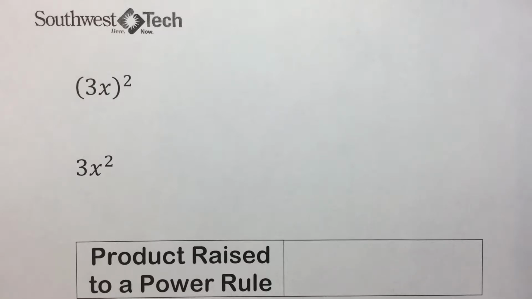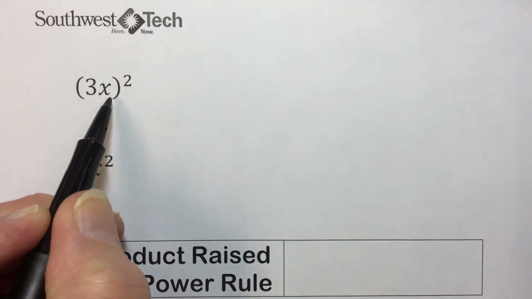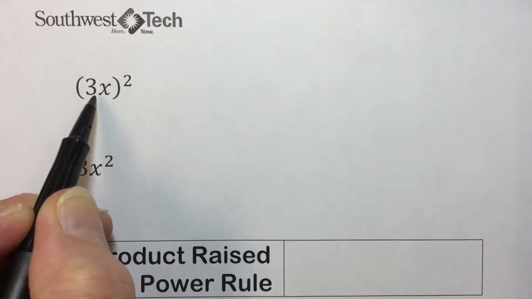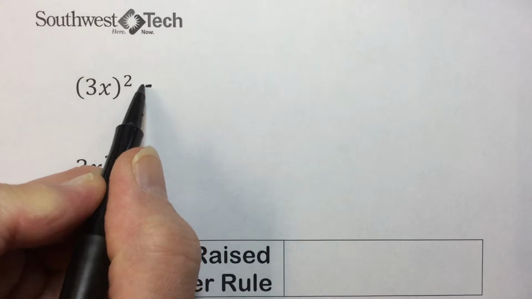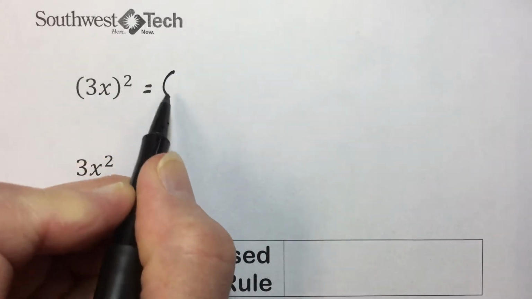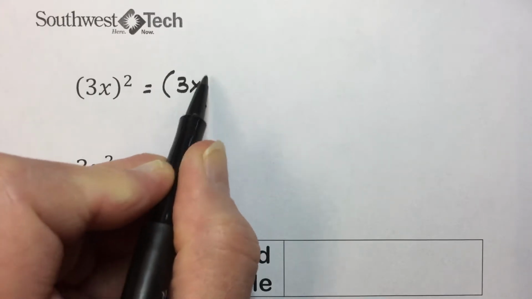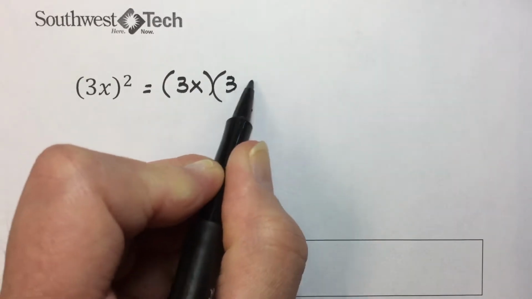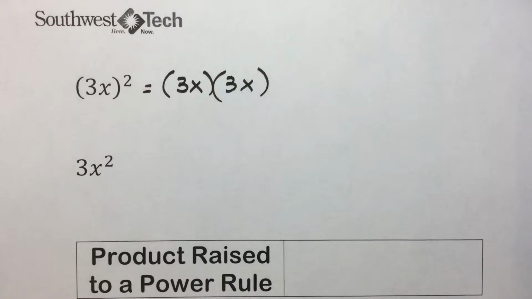When an expression inside parentheses is raised to a power, the inside expression is the base. So here we have this quantity inside the parentheses raised to the power of 2. We'll treat the 3x as the base. So the result in factor notation is 3x times 3x.